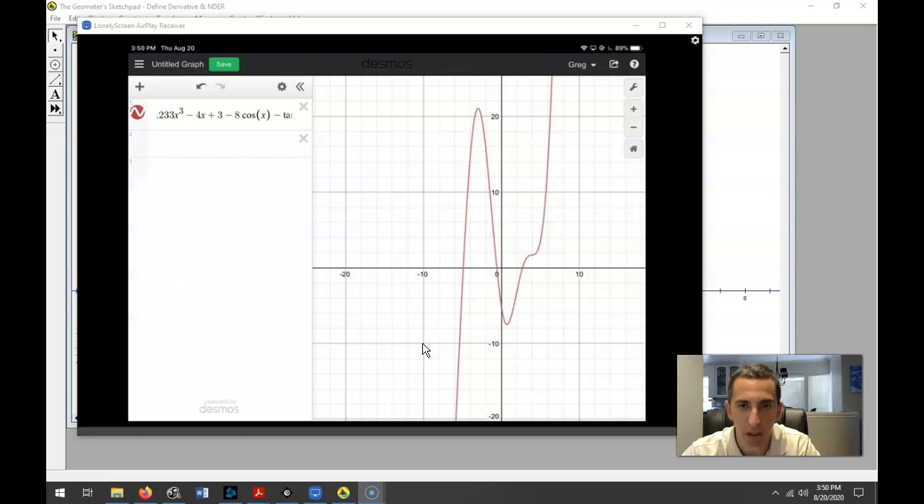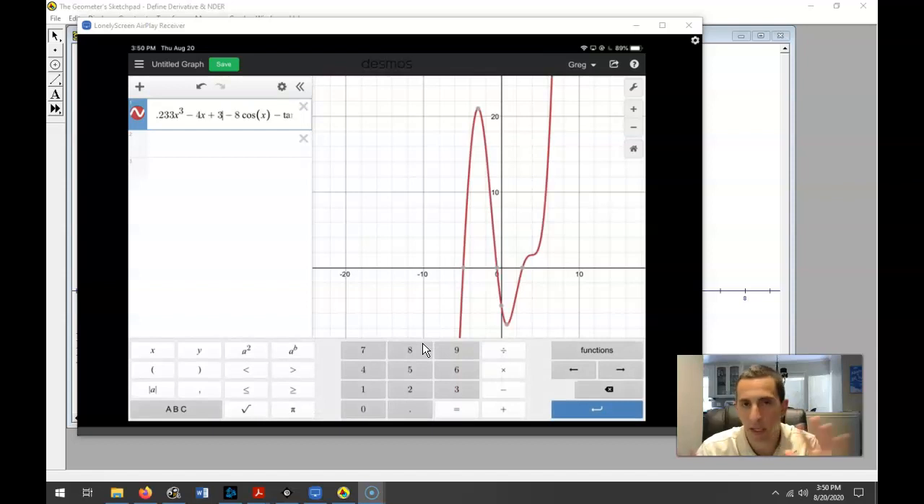This is the picture of just a random graph. I just graphed a random function. You can take a look. It's like 0.233x cubed minus 4x plus 3 minus 8 cosine x minus inverse tan. It doesn't matter. I just graphed a random function. What I want to show you is this, and you could try this on your own. You could do any other function.